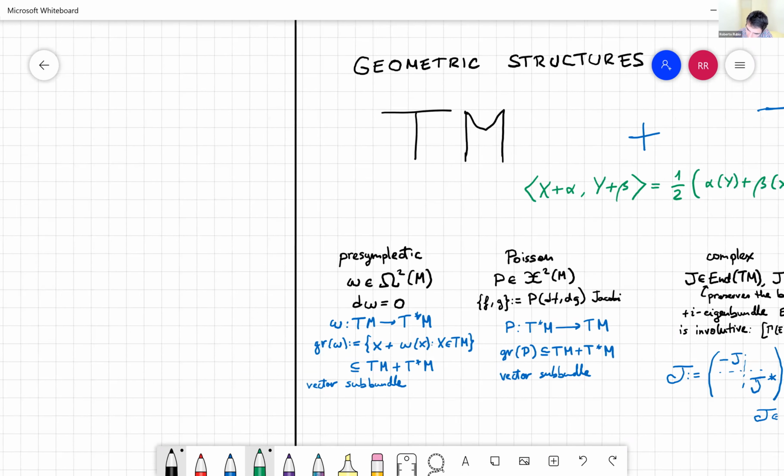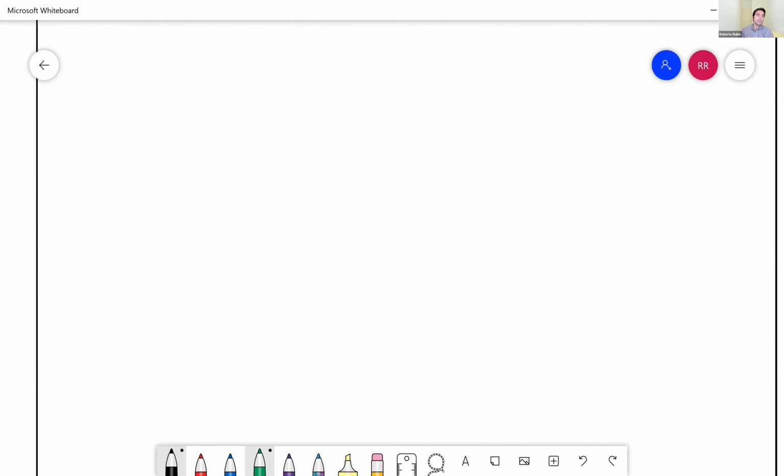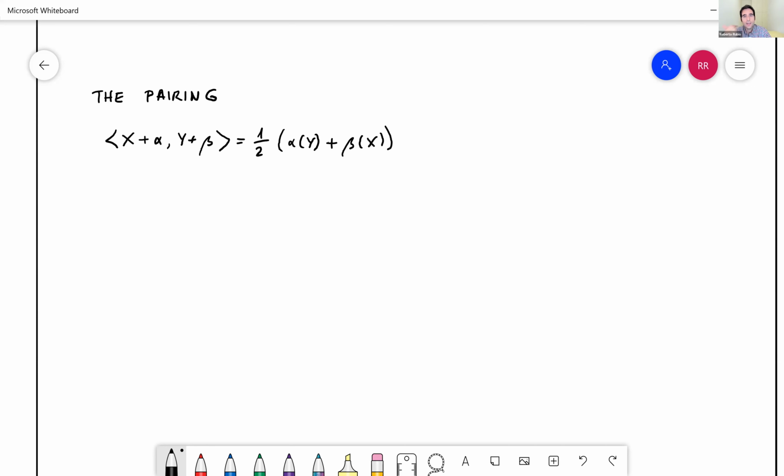So now let me discuss what this pairing is like. Remember, we denote vectors by x and y, and forms by alpha and beta. If we show this to a child, they may think about the inner product. But this is a bit of a strange inner product, because if I take two vectors and take the product, or I take two forms, this is 0. So this is not a non-degenerate pairing.